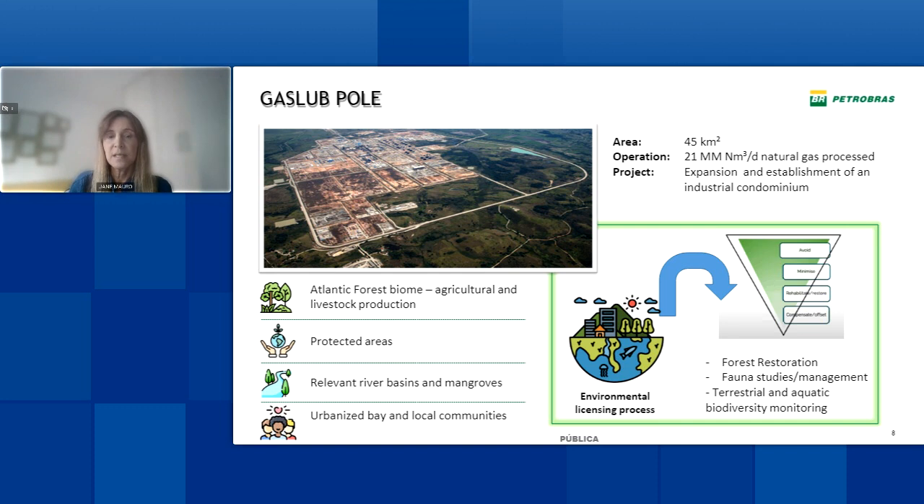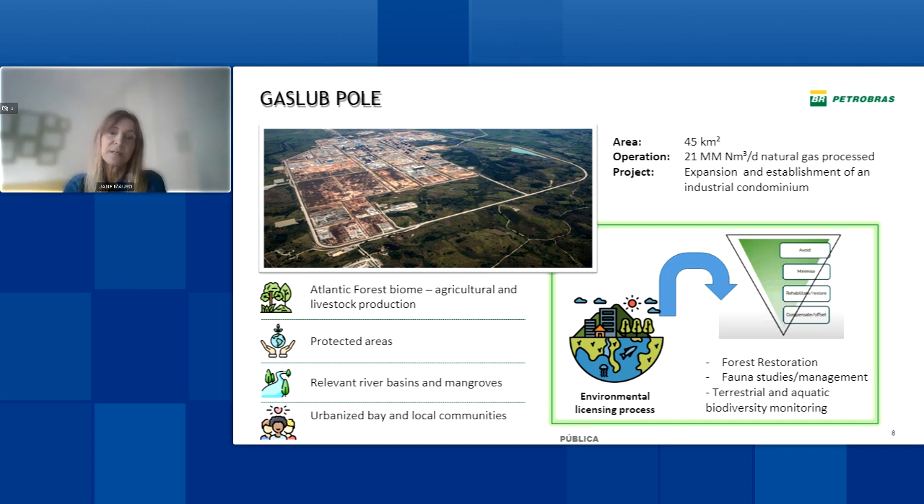So the site comprises 45 square kilometers, and the first activity will be the processing of natural gas coming from the pre-salt layer from the Santos Basin. But it will be expanded, and there will be the establishment of an industrial condominium. It's located in the Atlantic forest biome, surrounded by some small agriculture and livestock production, but there are also protected areas, relevant river basins and mangroves, and the very important Guanabara Bay and local communities.